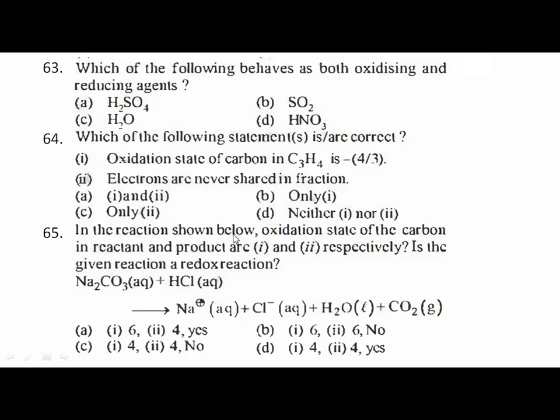Last question. In the reaction shown below, the oxidation states of carbon in the reactant and products are 1 and 2 respectively. Is the given reaction a redox reaction? Redox reaction means there should be gain of electrons and loss of electrons, that means there should be a change in the oxidation number. The given reaction is base plus acid giving salt, water and carbon dioxide. It is a decomposition reaction actually, but not a redox reaction.